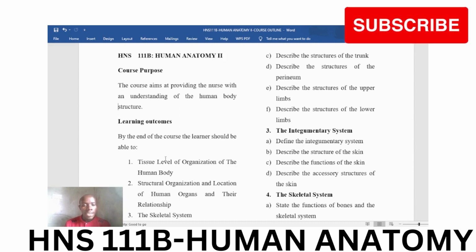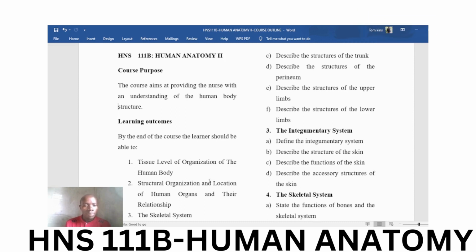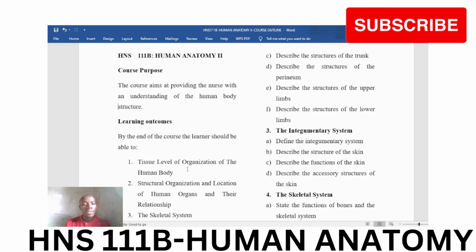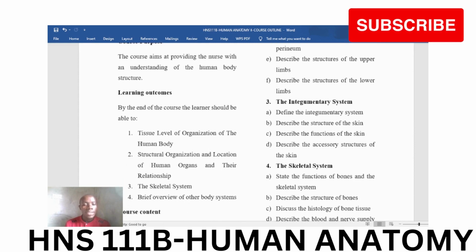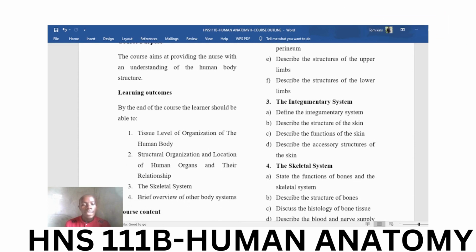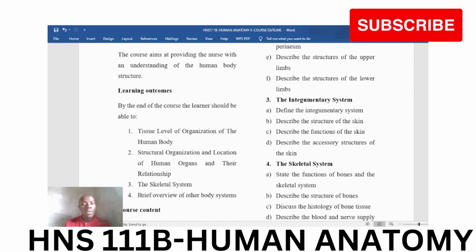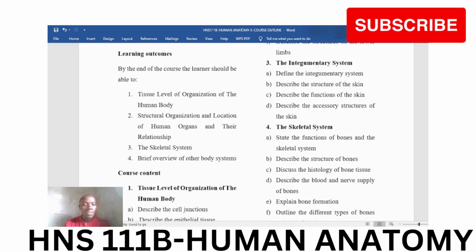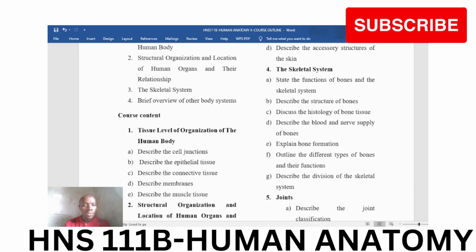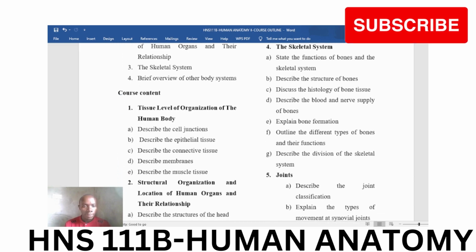So the main learning outcomes will be number one, to look at tissue level organization of the human body. Number two, we want to look at the structural organization and location of the human organs and their relationship. Then look at the major system, the skeletal system, and then have a brief overview of the other body systems.